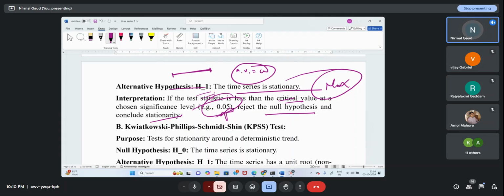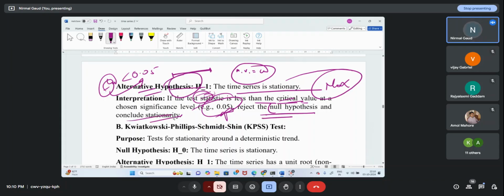So it says the alternative hypothesis will be accepted if you reject the null, in case the value of the test is less than critical. Critical is 0.05. If your value is less, then accept the alternate hypothesis. It is stationary. If the test statistic is less than the critical value at a chosen significance level, reject the null hypothesis and accept the alternative.